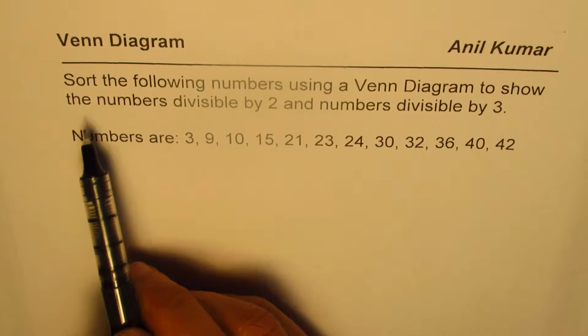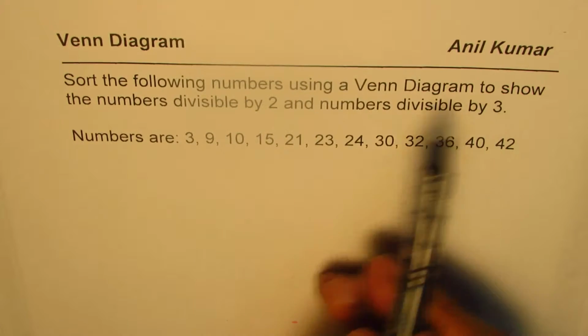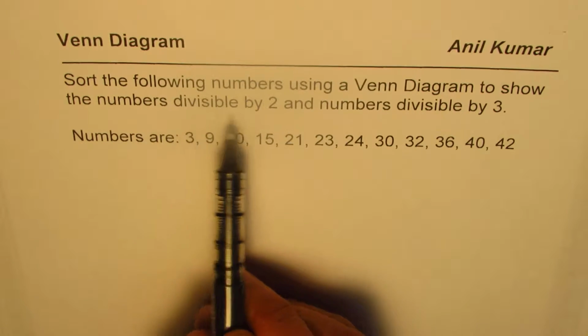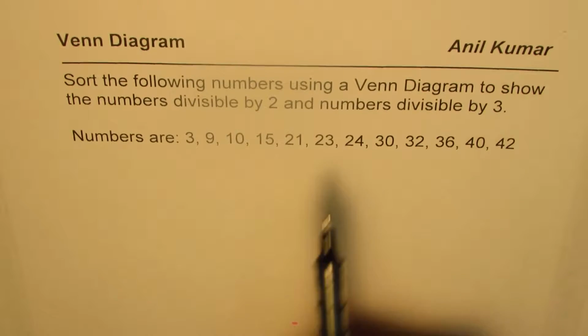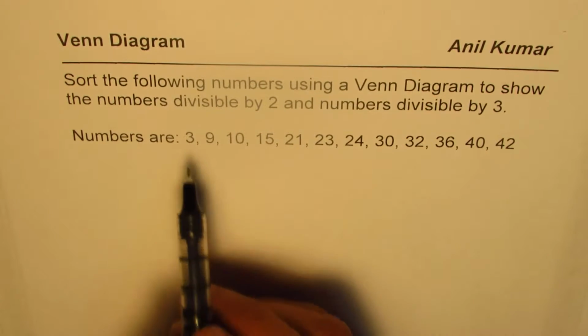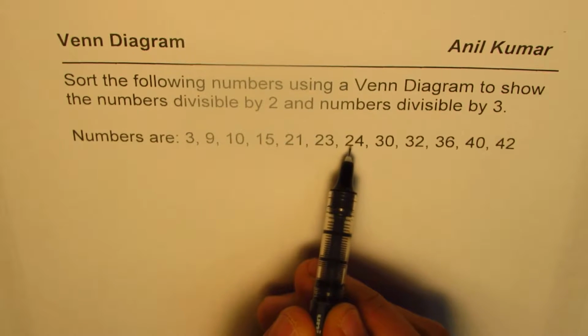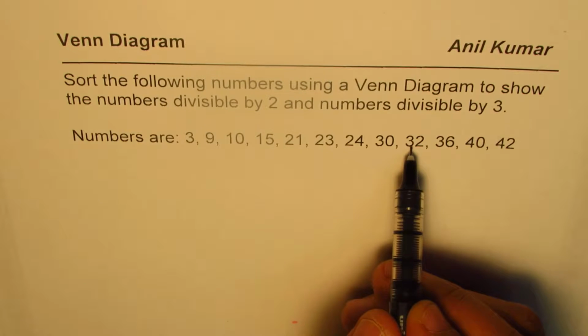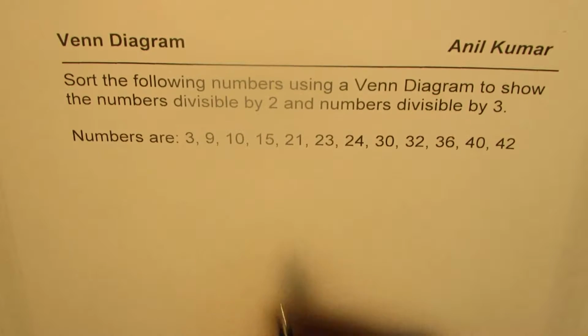The question here is, sort the following numbers using a Venn diagram to show the numbers divisible by 2 and numbers divisible by 3. The numbers given to us are 3, 9, 10, 15, 21, 23, 24, 30, 32, 36, 40 and 42. You can pause the video, answer the question and then look into my suggestions.